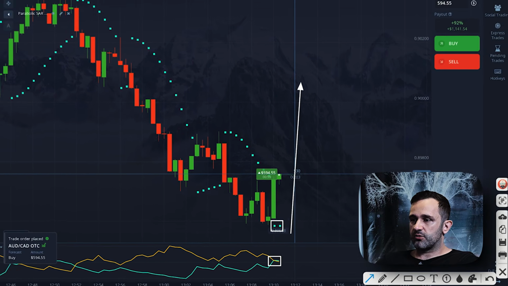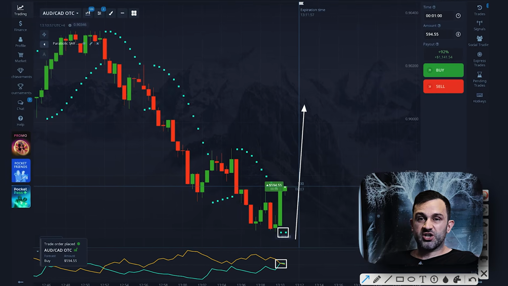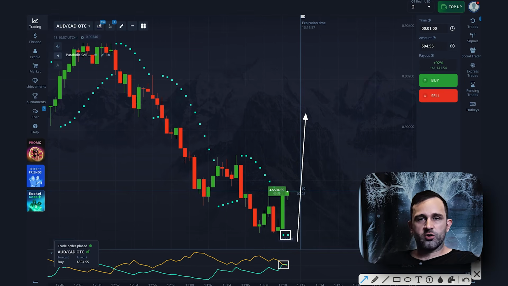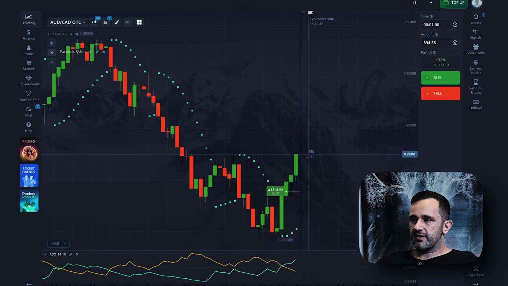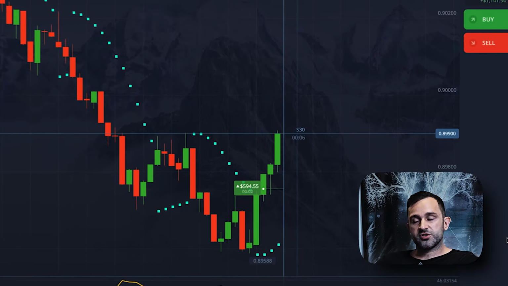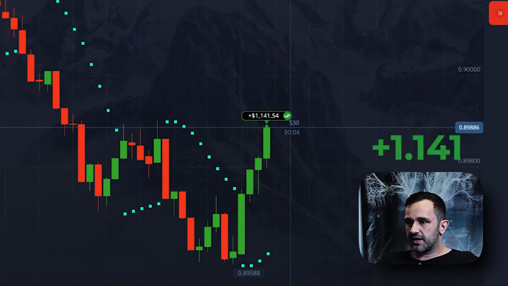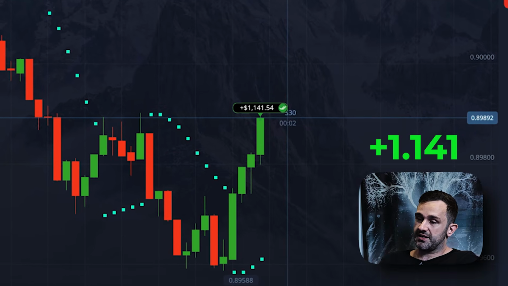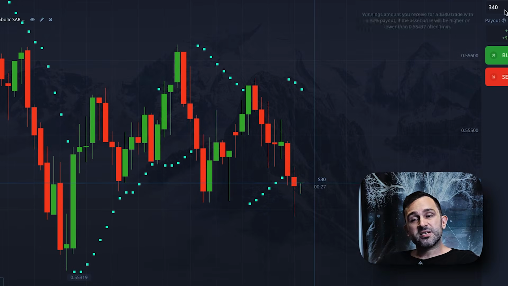After a series of weak downward moves, the market is pushed sharply upward, meaning sellers can no longer maintain control. The candlesticks confirm this with a strong bounce from the lower zone. So a buy trade here looks justified. Waiting for the close. And I get $1,141. Excellent. Now I'll enter a higher risk trade.